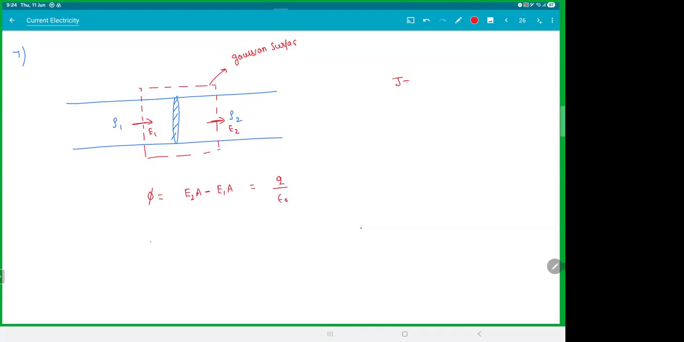But we know J is equal to sigma E. So E is equal to J times rho, where J is I by area. Take this and substitute here. So we get I, the current is the same, by area, times rho 2 minus rho 1, into area, is equal to Q by epsilon. Area will cancel. We get Q is equal to I into epsilon times rho 2 minus rho 1. That's your charge. Easy to solve, difficult to figure out.